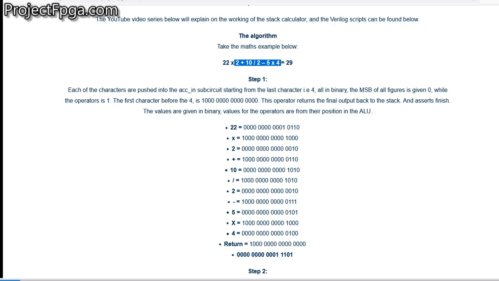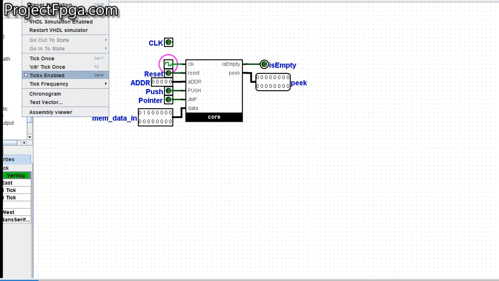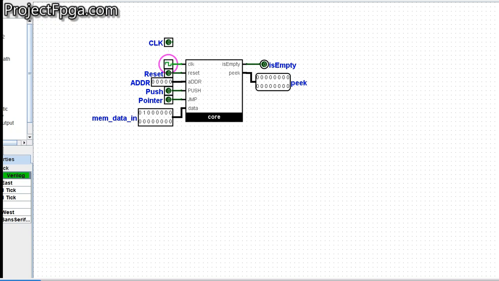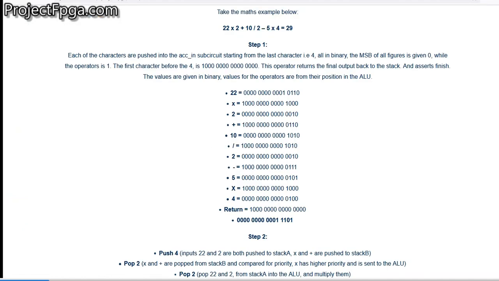binary form. Remember, this is the external circuit, but I'll actually do this practical in the next tutorial. What you do is input all the figures here in this memory data in, then your clock should be continuously ticking. Let me show an example. Your clock is ticking, then you have to have your push turned on. Then you can be inputting all the data you have, 22 of them, in binary form. So these are the binary formats.